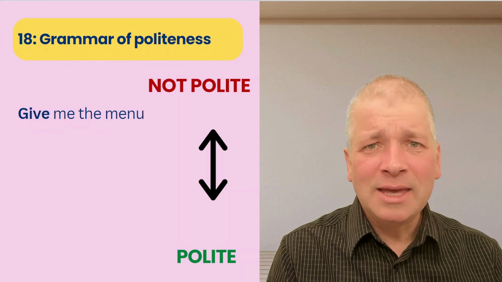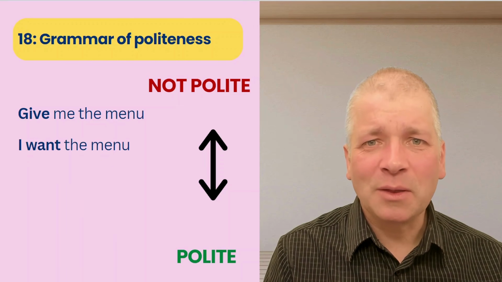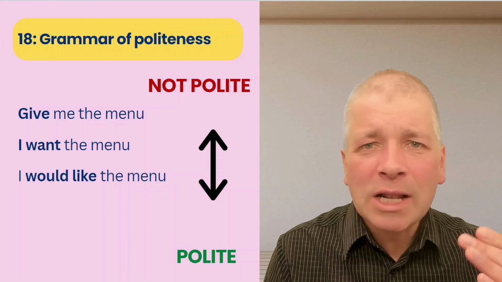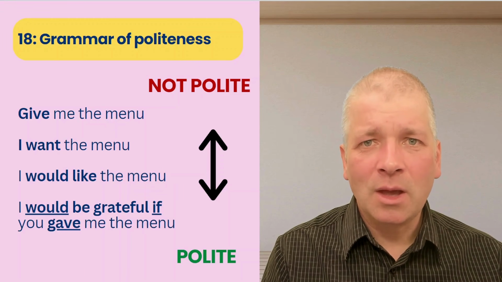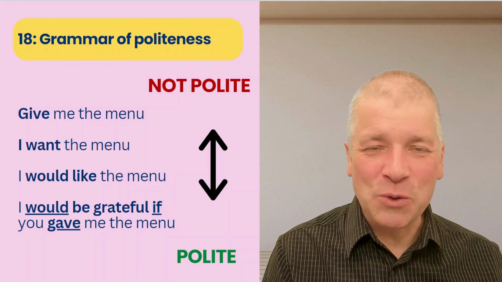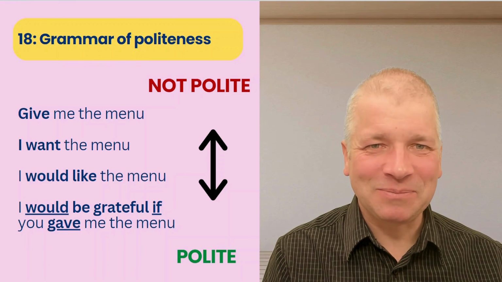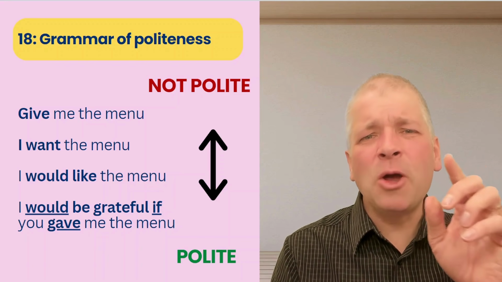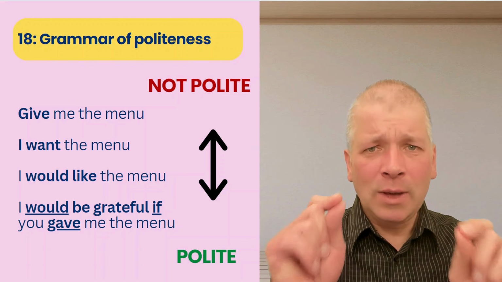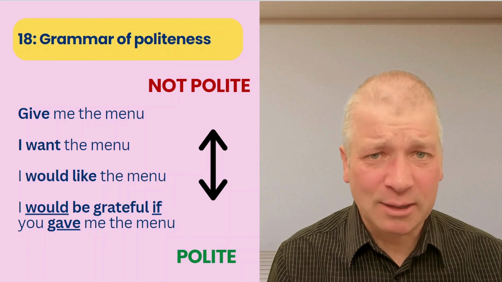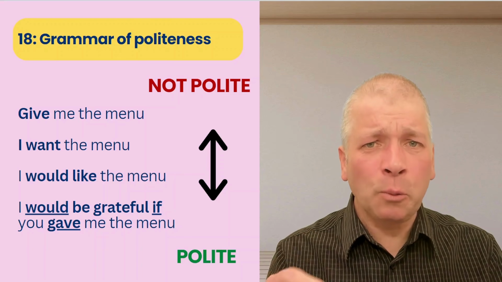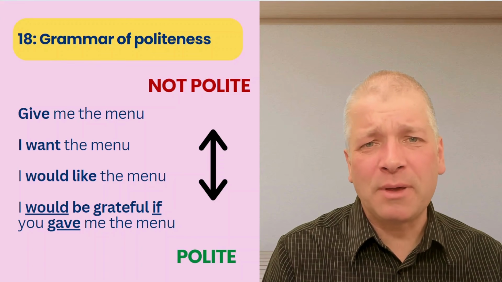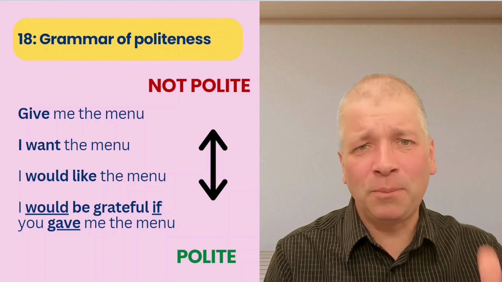First of all, give me the menu. Then, I want the menu. I would like the menu. I would be grateful if you gave me the menu. The last one is much more polite than the first one, but why? The clue here is in something called distancing. Notice what happens to the verb in each of the examples as we go from top to bottom.